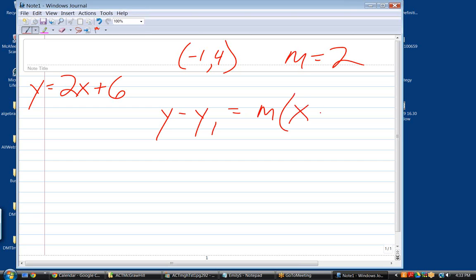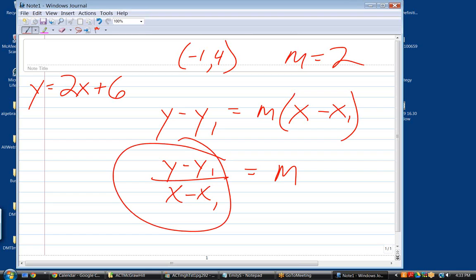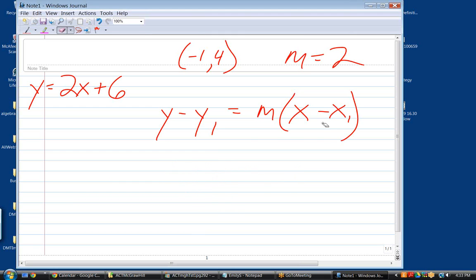Now, if you want to memorize this, notice that if we divide both sides by x minus x1, we would have m equals y minus y1 over x minus x1. Slope. That's rise over run. So it's an easy way to remember point-slope. When you have precisely one point and one slope, then the y sub 1 would be what?